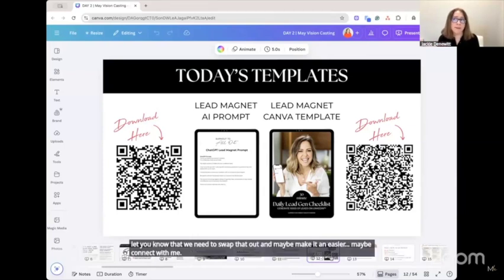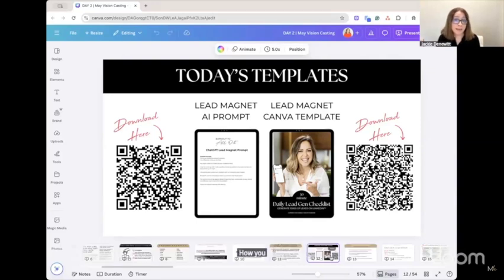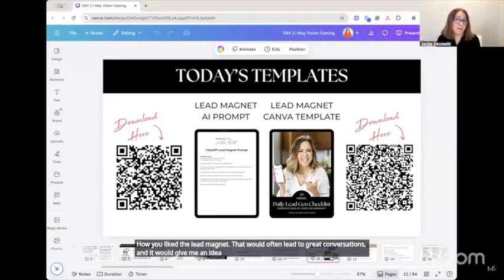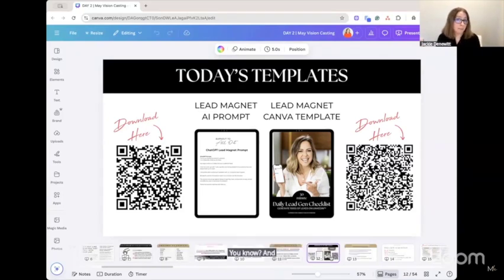When I made lead magnets, I always put connect with me on Instagram, send me a DM and let me know how you like the lead magnet. That would often lead to great conversations, and it would give me an idea of what I was doing right and what I wasn't doing right.